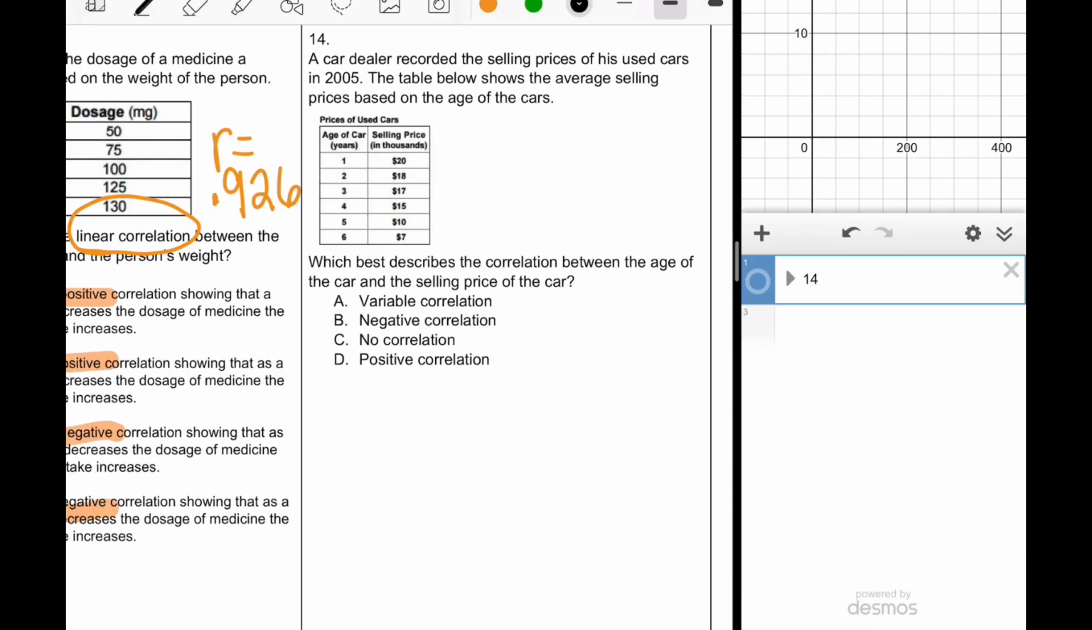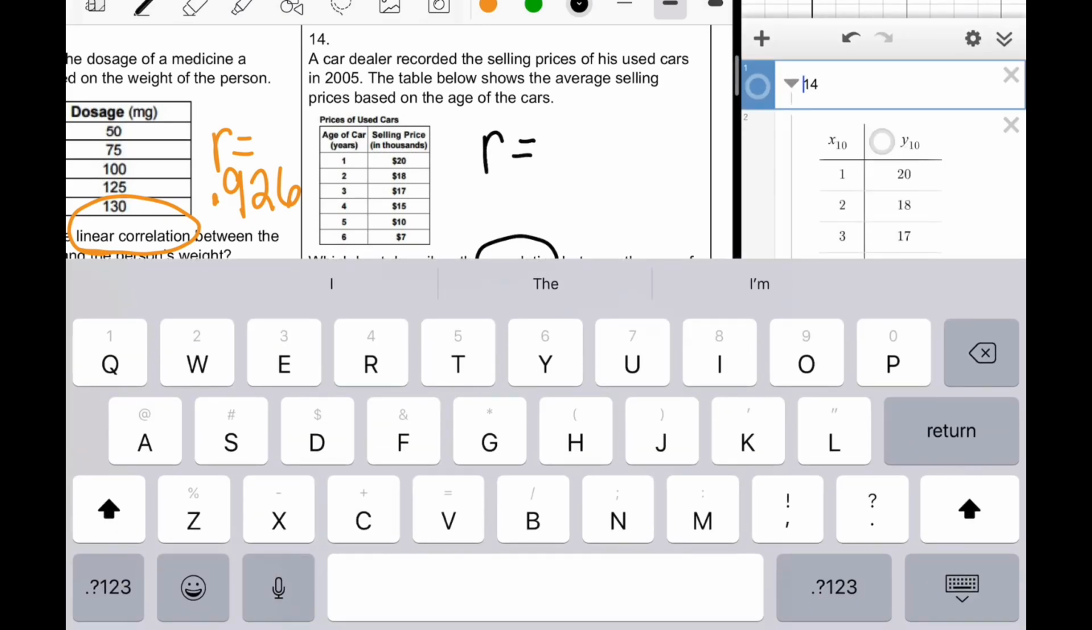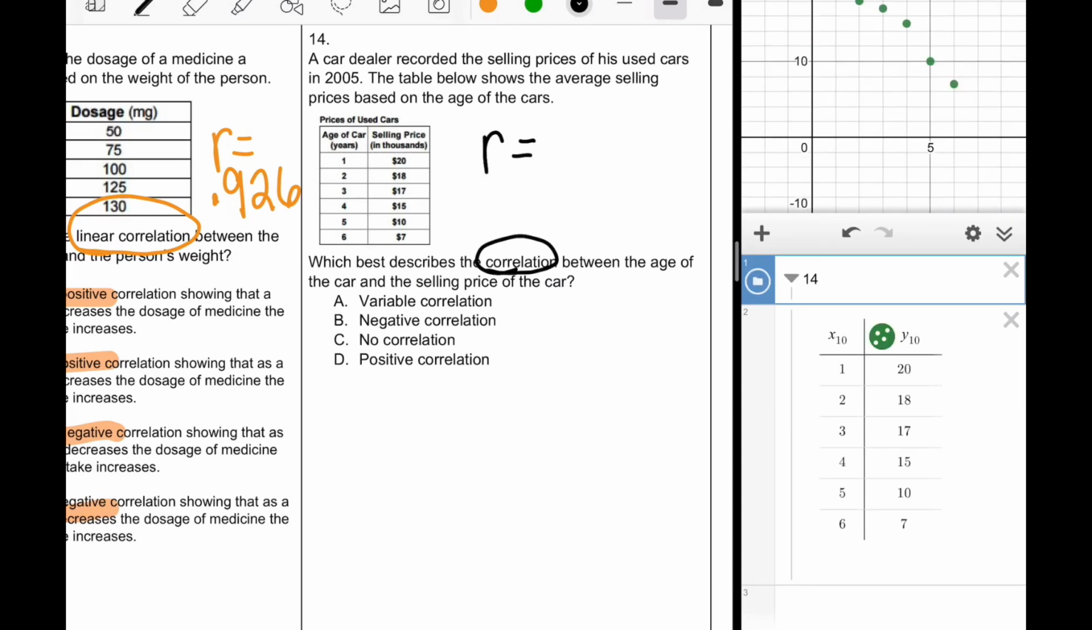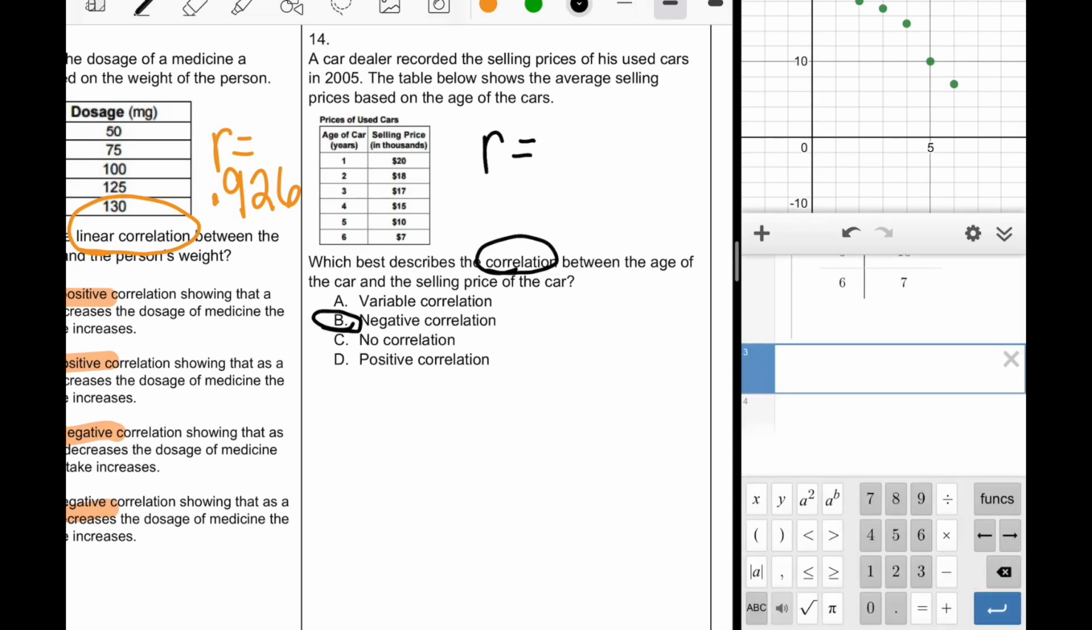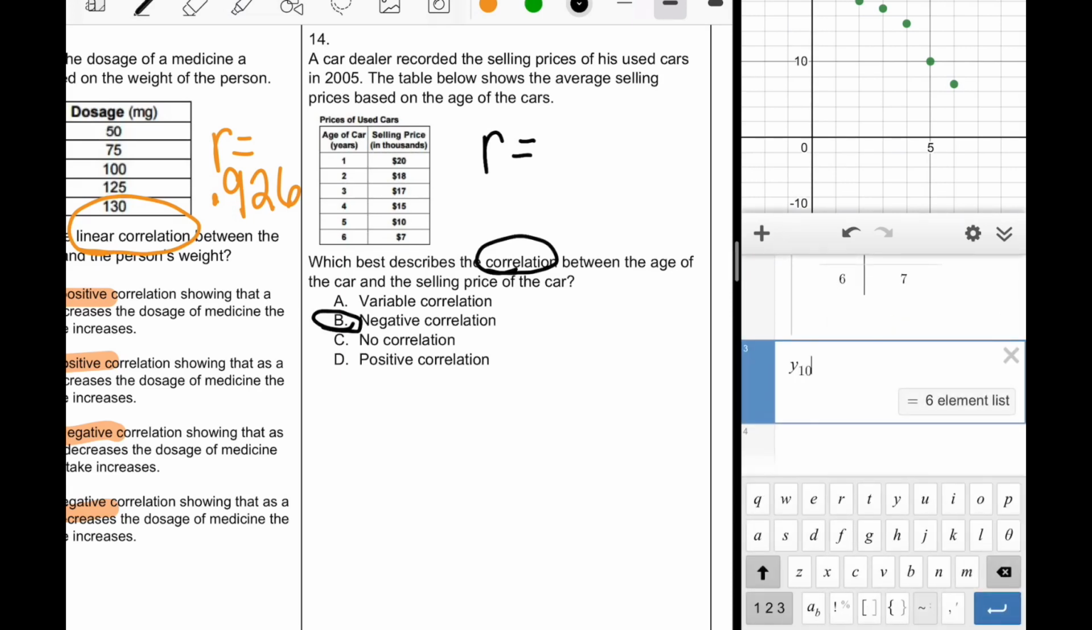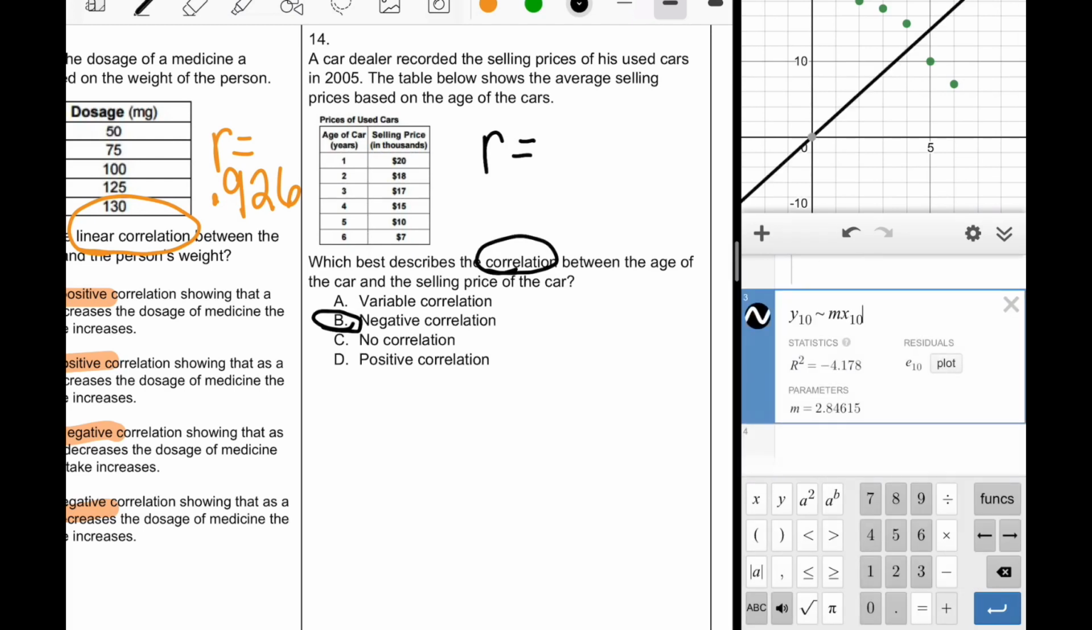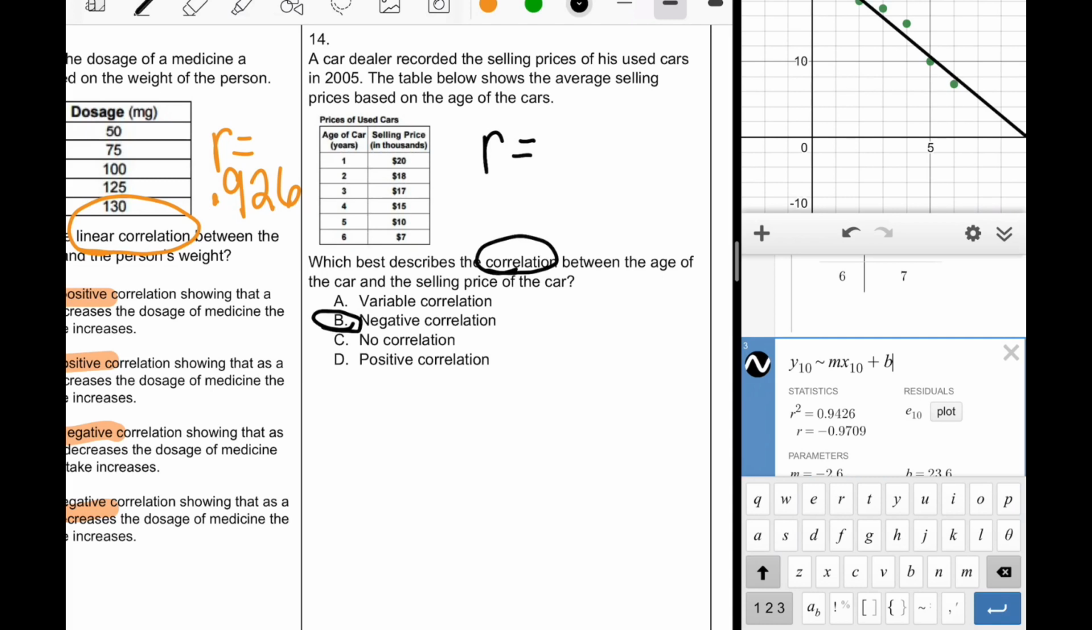The car dealer recorded the selling price of his used cars in 2005. Which best describes the correlation? Again, I need to find my r value in order to determine my correlation. If I graph it, I can hit zoom fit. Honestly, just by looking at it, I should see that it's going down, so this should be a negative correlation. If I wanted to, I could definitely plug this in, y10 squiggle m x10 plus b, and my r value is going to be negative 0.909. So again, it is negative and strong.